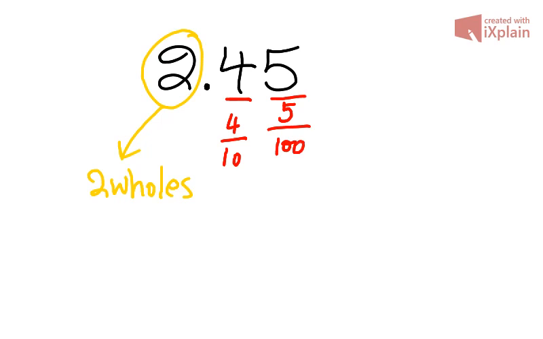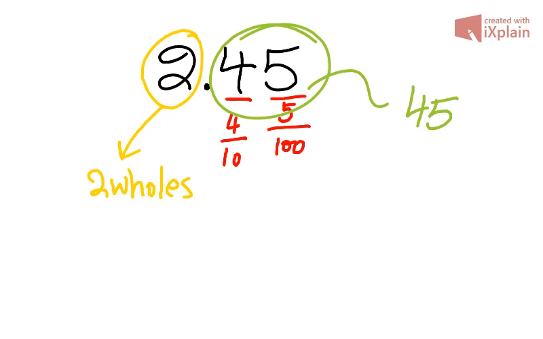Or, as I said before, we could read this in one go. This is actually 45 hundredths or 45%.